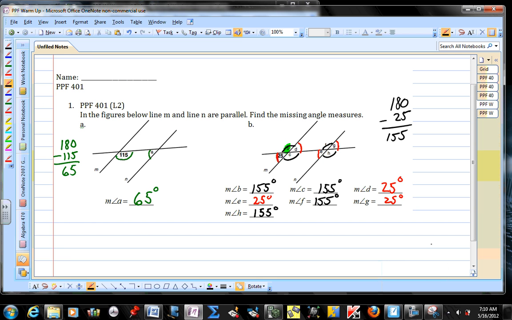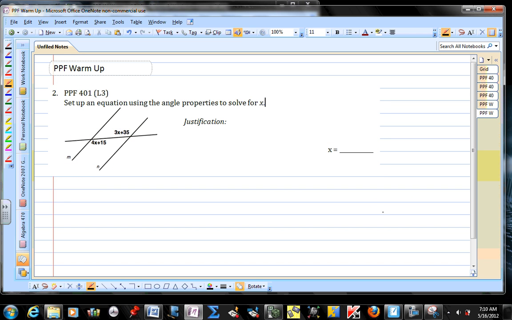See, we're using the properties of these angles, we're using the properties of parallel lines to find the value of missing angles. Now let's go to the second problem on this sheet. This one's a little bit different. You're going to like this puzzle. We're supposed to find, we're supposed to set up an equation using angle properties and then solve for x. And then we could go a step further if we wanted to and find the measure of each of these angles. So let's get started.